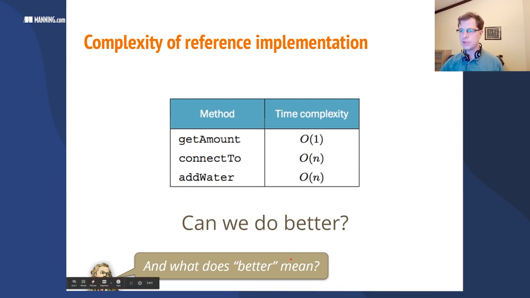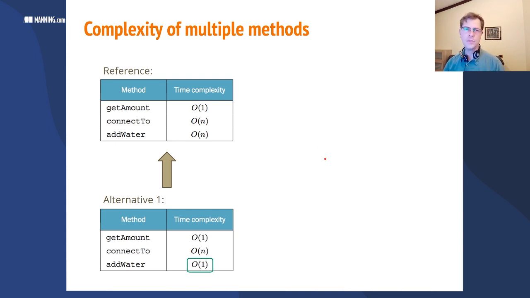And even before that, another question we should solve is, what does better mean? I think it's not obvious what better means, because we have three different methods here with three different complexities. Of course, if I can improve all of them at the same time, then it's better. But what if I can improve one while worsening another one, while increasing the complexity of another method? Is that better or not? So let's see in practice what I mean by this. This is our reference implementation with its complexity. Now imagine we have an alternative one, another implementation where complexities are like this. So is this alternative better than the reference?